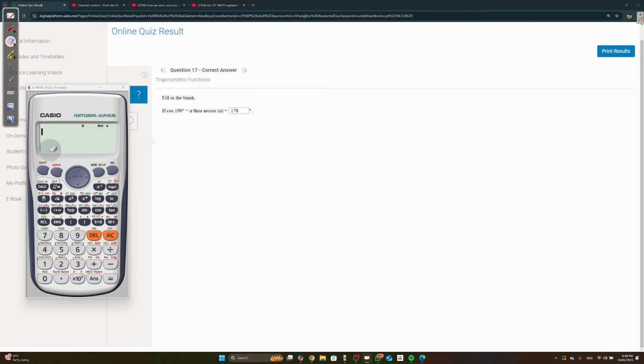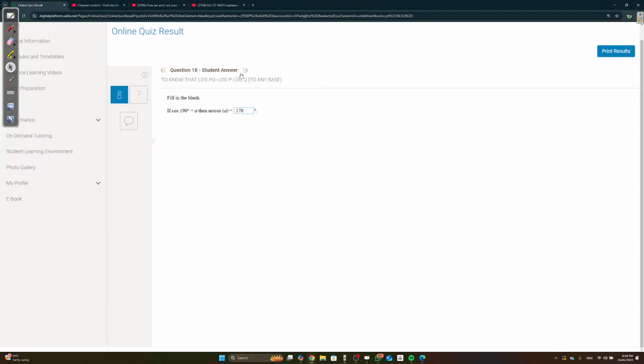Let me see, can you do it on a calculator? Cosine 190, and then do shift cosine. Oh yeah, it works. Oh, okay, that's nice. You can do this if you want.